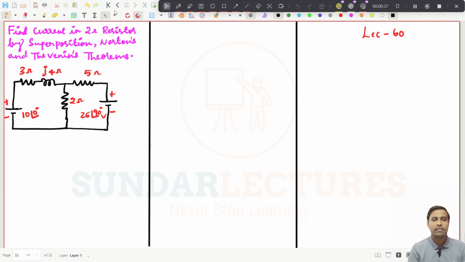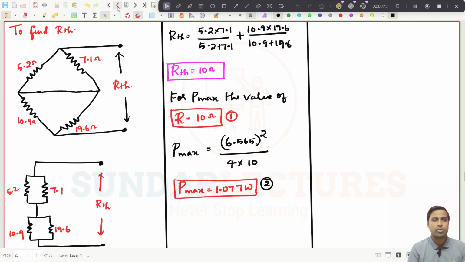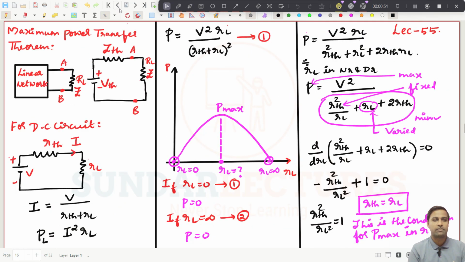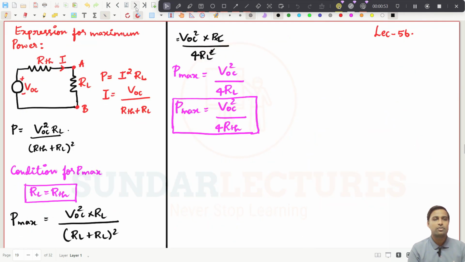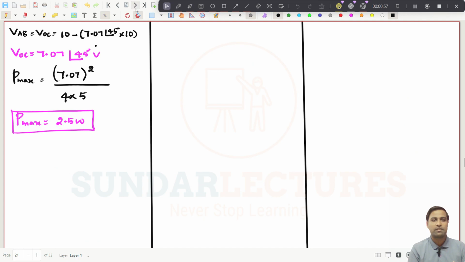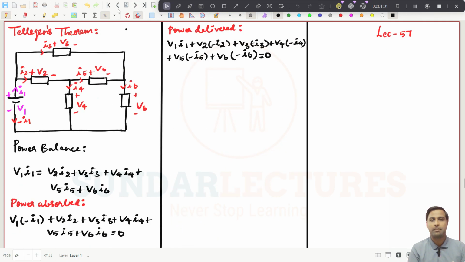Before that, we try to get an overview of network theorems. Now, what are all the topics we have seen about network theorems, right? Because we are going to conclude network theorems with this lecture. So, we will just go through what are all the network theorems we have seen and what are the basic ideas behind them, right?